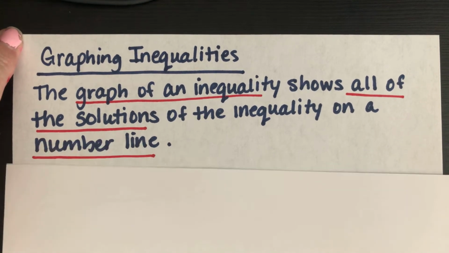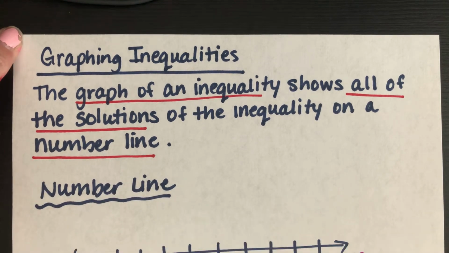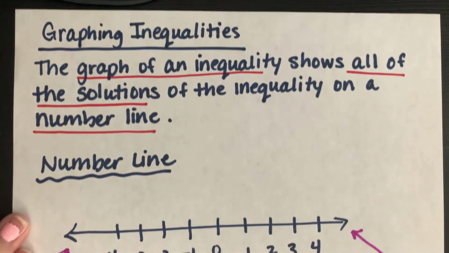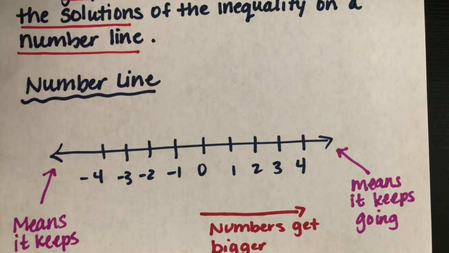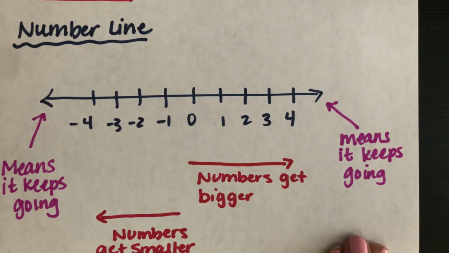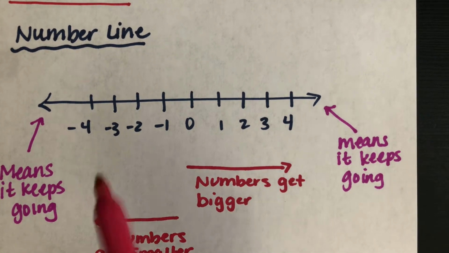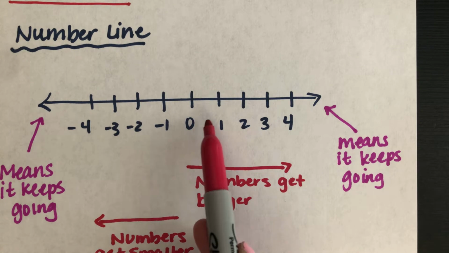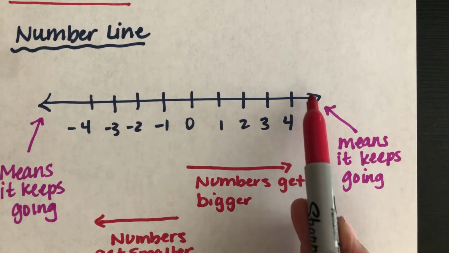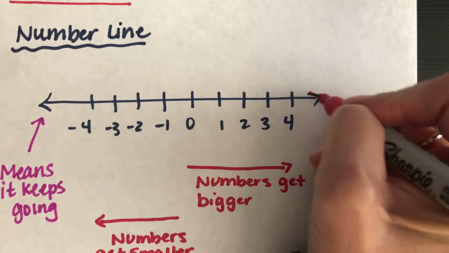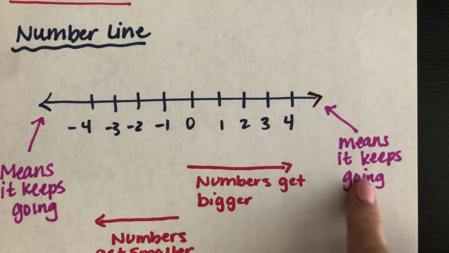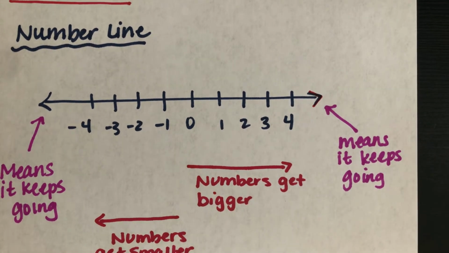So before we move on, let's review what a number line looks like. Remember, pause this at any time to catch up. So here's an example of a number line. I started it at 0 and I went up 1, 2, 3, 4, and then I made an arrow going off to the right. That shows that the number line keeps going.